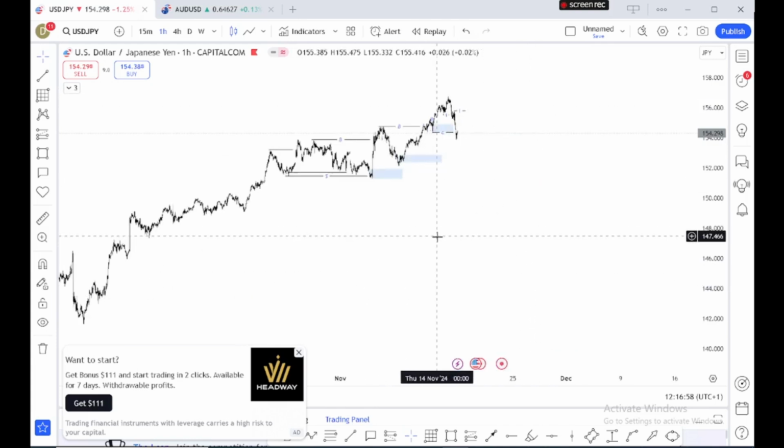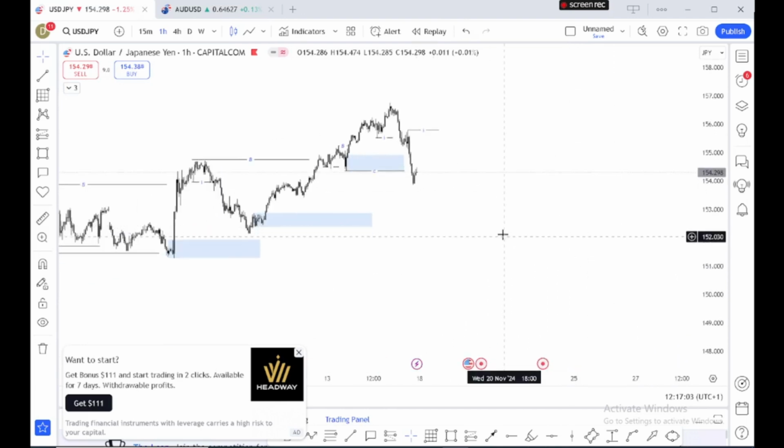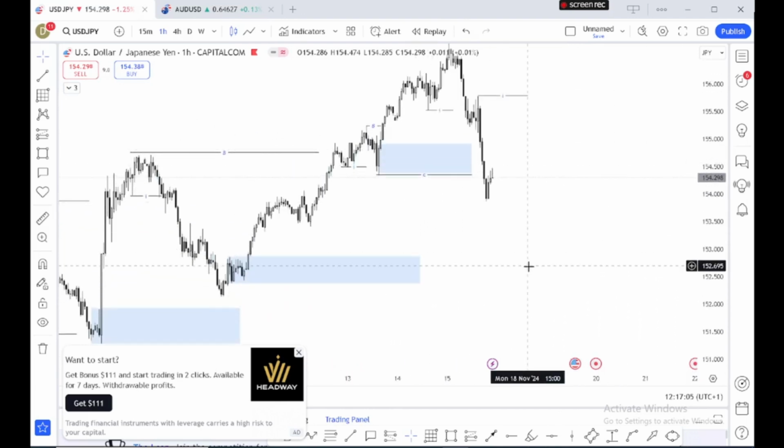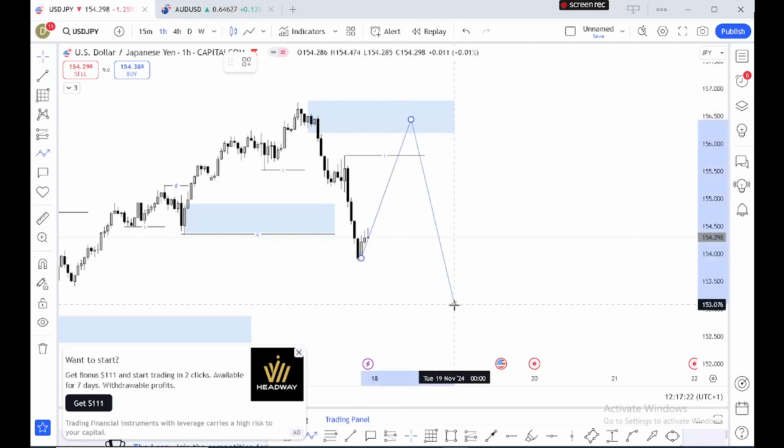If we had a change of character, then it's expected that market wants to realign with daily structure, which is showing us bearish. So two scenarios are what I'm expecting here. I want the market to come to this level. This is my order block with fair value gap. So I'll cover that fair value gap a little bit. I want the market to come here before I sell in that direction.